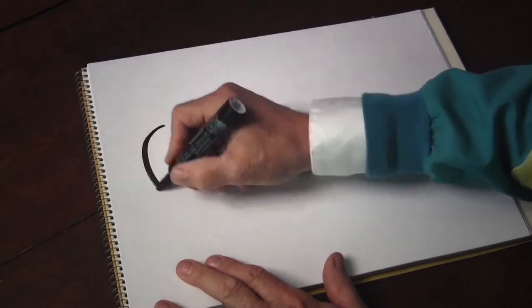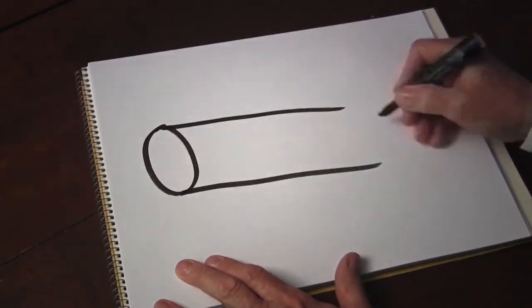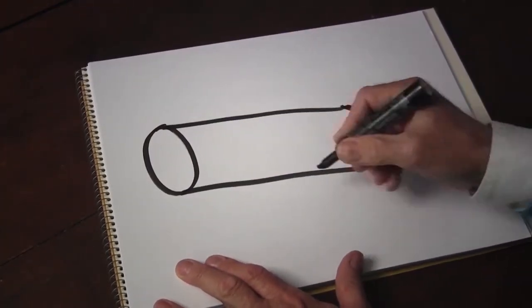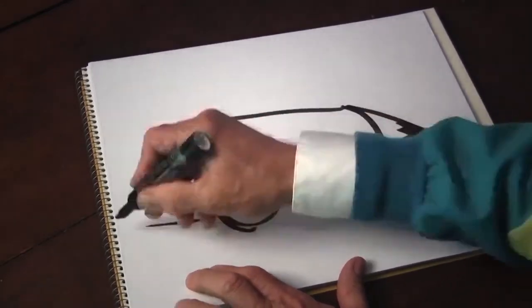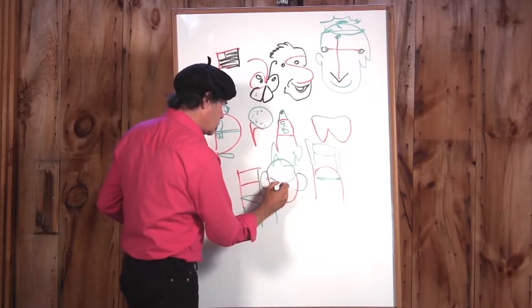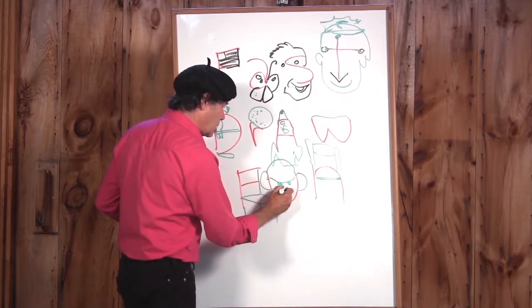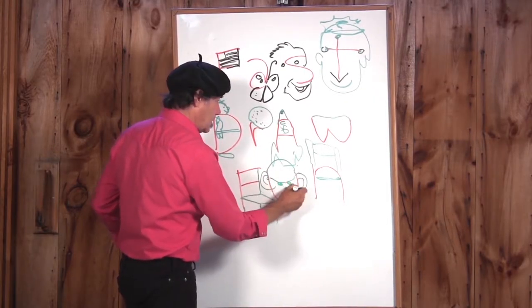Fast draw fun. It's an egg, it's a cylinder, it's a pencil, it's a car. Wow, look at it go. It's all about shapes, fun with shapes, you could call this show. It's a monkey.